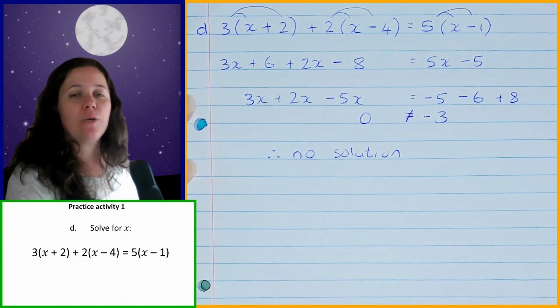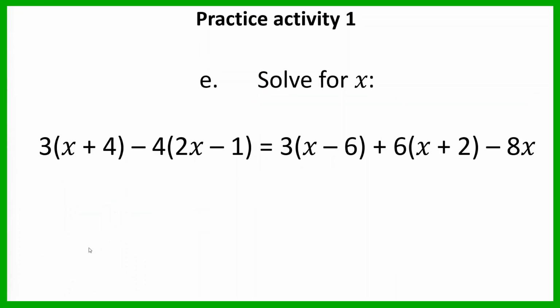Right, the next question, we've got 3 times (x plus 4) minus 4 times (2x minus 1) equal to 3 times (x minus 6) plus 6 times (x plus 2) minus 8x. I'm going to give you 2 minutes to solve this equation.